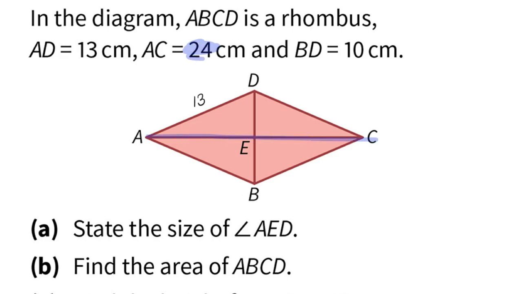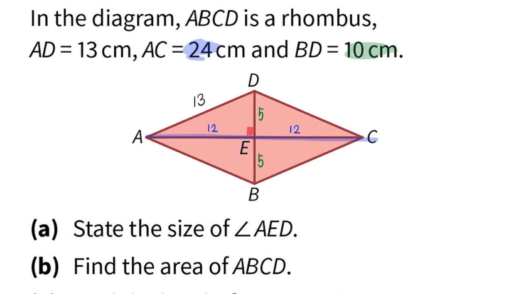and do take note that because this is a rhombus, the diagonals do bisect each other, which means that I will have 12 here and 12 here. They add up to 24. And for this BD is 10, which means that this will be 5 and this will be 5. And because again it is a rhombus, this means that the diagonals actually are perpendicular to one another as well.